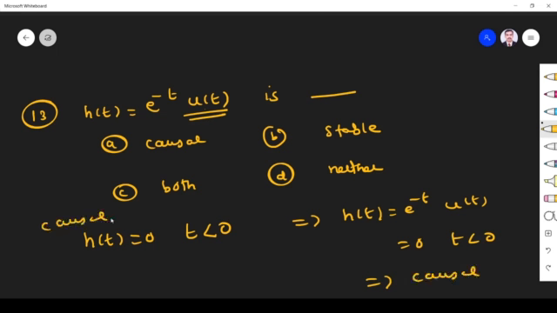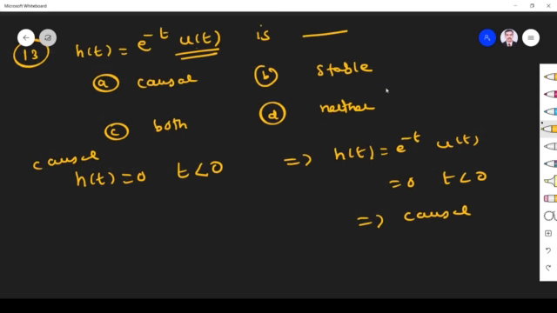This is the causality condition, right? h of t is equal to 0 for t less than 0. So u of t exists for only positive t. For negative t, this function will become 0. So it is causal. Stability is very easy to find. Take the Laplace transform, H of s will become 1 by s plus 1. This is the transfer function.